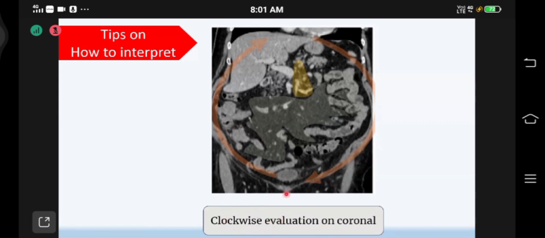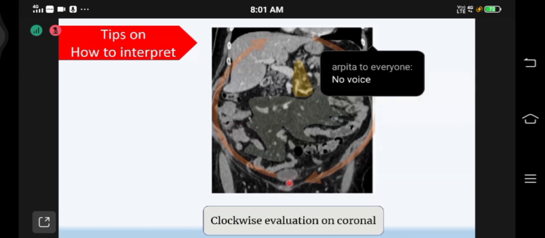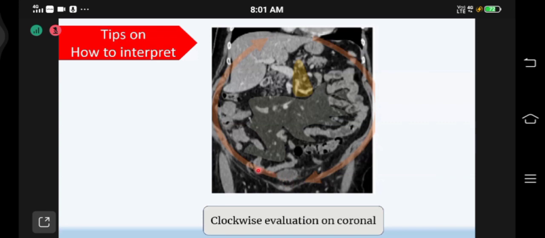What is clockwise evaluation? What do I mean? Generally you can start from the pelvis. So the pelvis forms around the 6 o'clock position, right? And then we go all the way to the right iliac fossa, then right paracolic gutter, then right perihepatic, subdiaphragmatic, then coming to epigastrium, then left perisplenic, left subdiaphragmatic, then left lumbar, left pelvis, and we come back to pelvis. Right? So this is what we use.